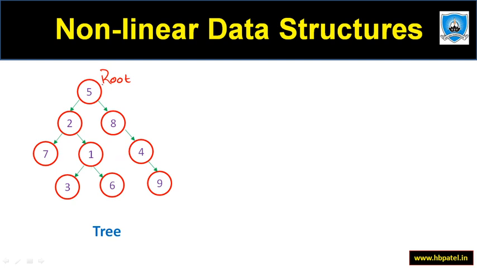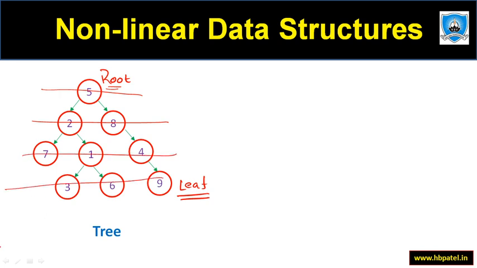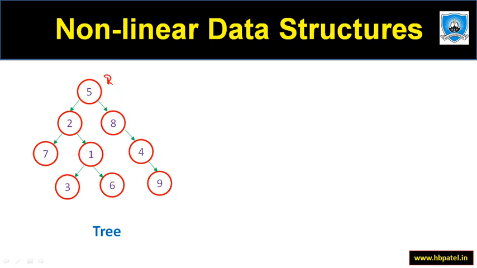So this node from where it starts is nothing but root, and these nodes are called leaf nodes. The last node, this is the last level. This is level 0, level 1, level 2, level 3. So the last level they call leaf node. All right, so we have terminology like root node over here and leaf node over here.